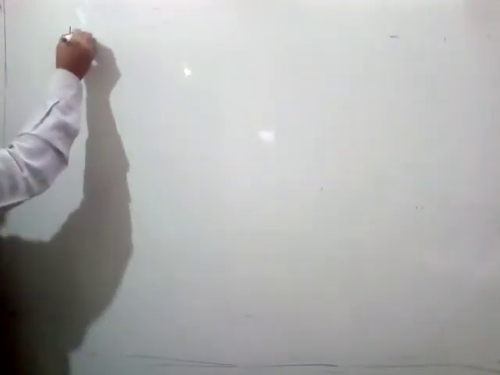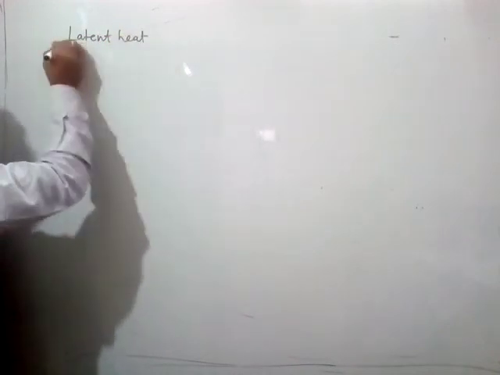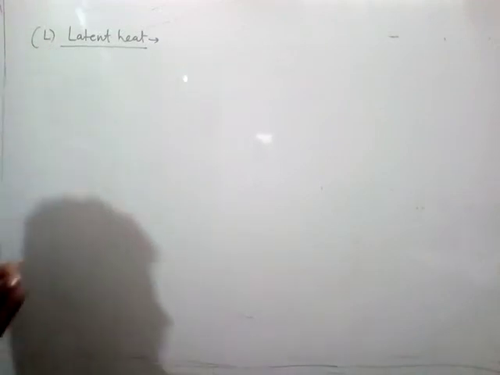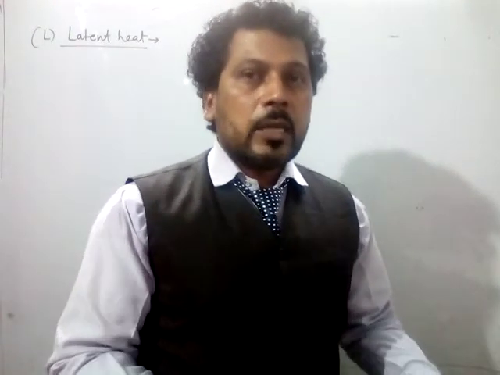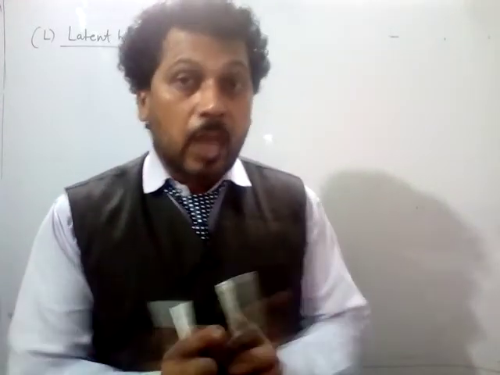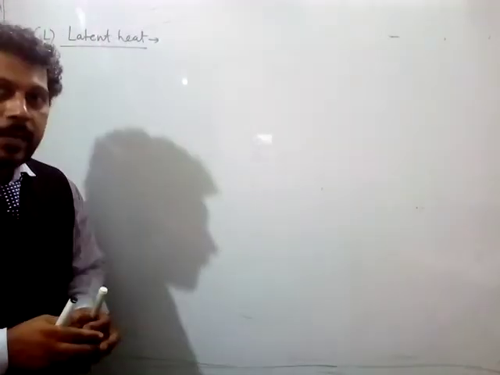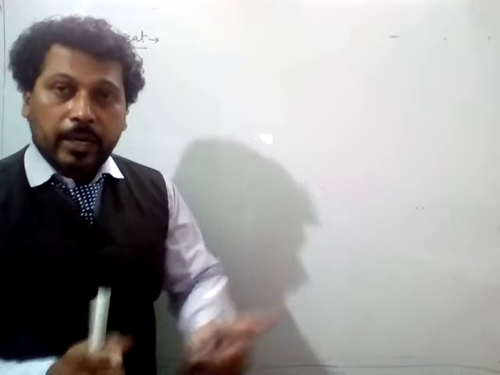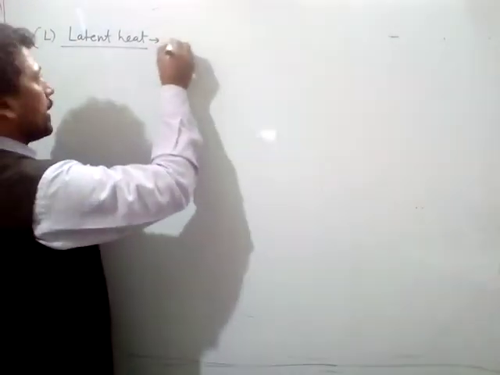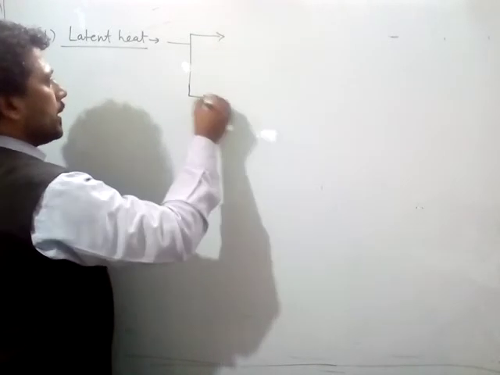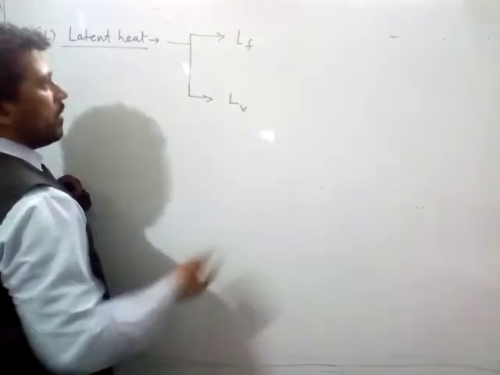Now let me discuss latent heat. What is latent heat? It is the heat required to change the state from solid to liquid or liquid to vapor. The heat required to change the state without changing the temperature is called latent heat. Latent heat has two parts: latent heat of fusion and latent heat of vapor.